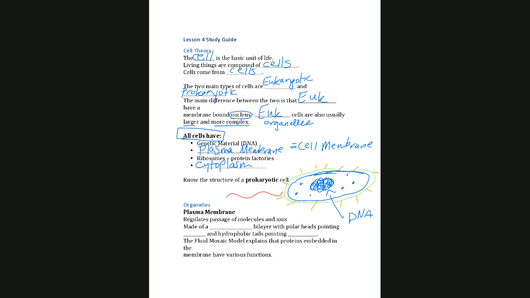I just said bacteria when I was talking about a prokaryotic cell, and I want to make sure we understand that bacteria are a type of organism that have a prokaryotic cell. There is another type of organism that has a prokaryotic cell, and those are called archaea. So these are both organisms that are made up of single prokaryotic cells.